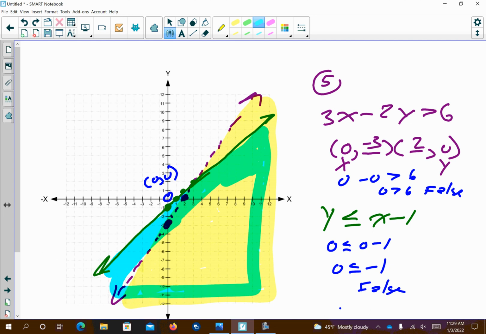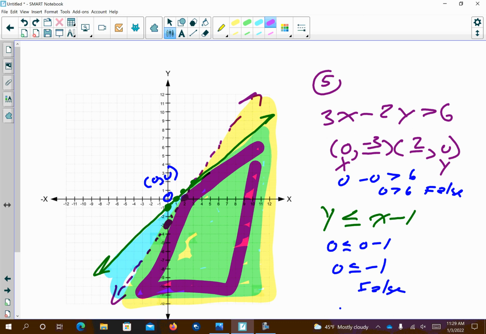So notice it's turning green. That green region is where our answer is. So down here, this is where our solution is. Okay? So it turns gray after I turn it off.